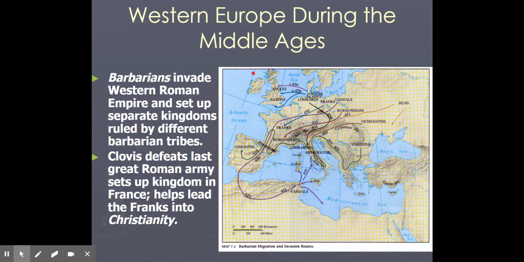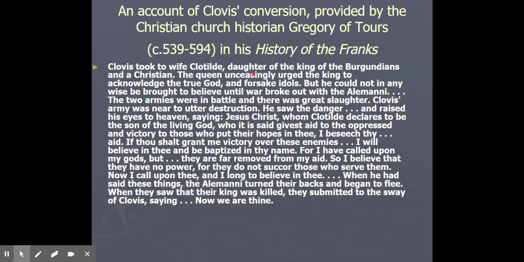So let's talk about how Clovis became a Christian. All right, so there's books back then. The church historian Gregory of Tours, that's the guy's name. He lived about the year 539 to 594, and he wrote a book, The History of the Franks, and all this had happened about 50 years before. And so here's the story that Gregory of Tours tells of Clovis.